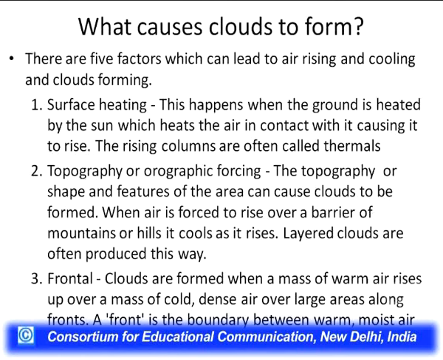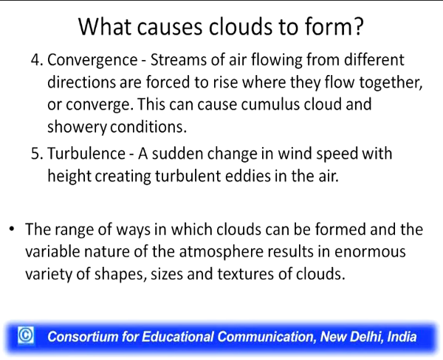Apart from that, the third one is frontal. This is also one of the processes by which the formation of cloud can take place. Clouds are formed when a mass of warm air rises up over a mass of cold, dense air over large areas along fronts. A front is the boundary between warm, moist air and cooler, drier air. So if there is a boundary which differentiates the cold air from the hot air, with cold air on one side and hot air on the other, and if cloud condensation nuclei are present, what will happen? The hot air, as soon as it gets into contact with the comparatively denser cold air, the condensation will begin there. So this is the third process by which condensation is possible.